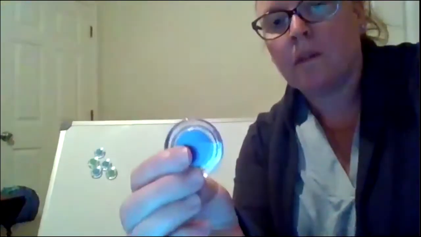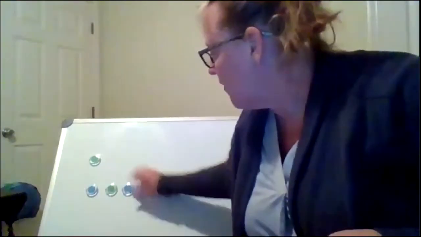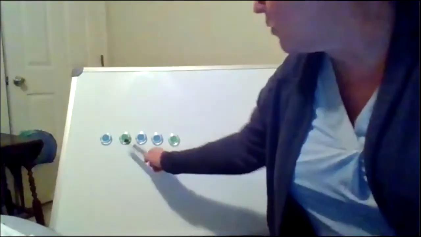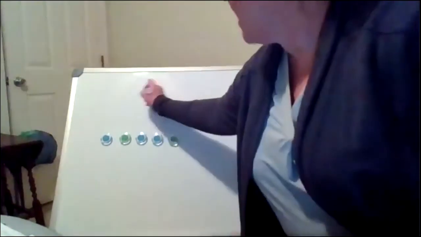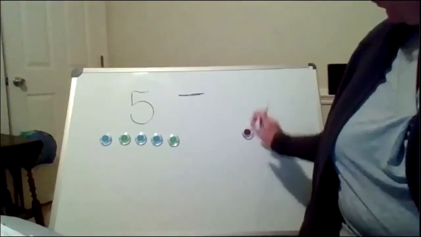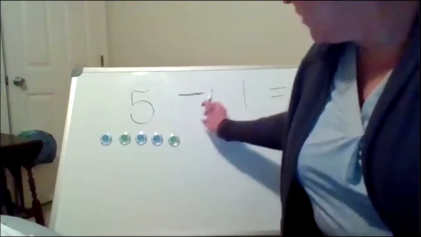All right, so I'm going to make a problem over here, and we're going to try it. I have my magnets. 1, 2, 3, 4, 5. 5 magnets, and we're going to take away one equals. So we have 5, and we need to take away one.